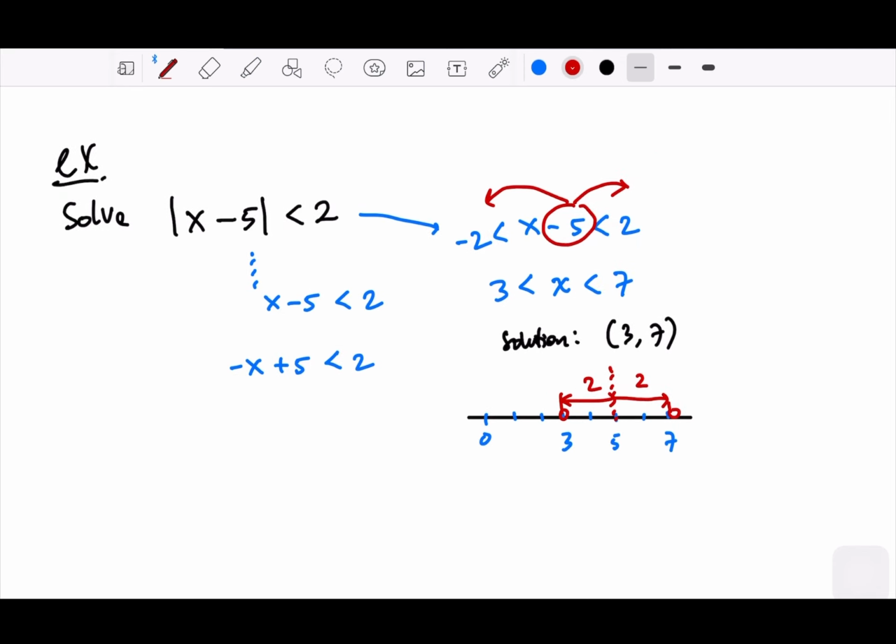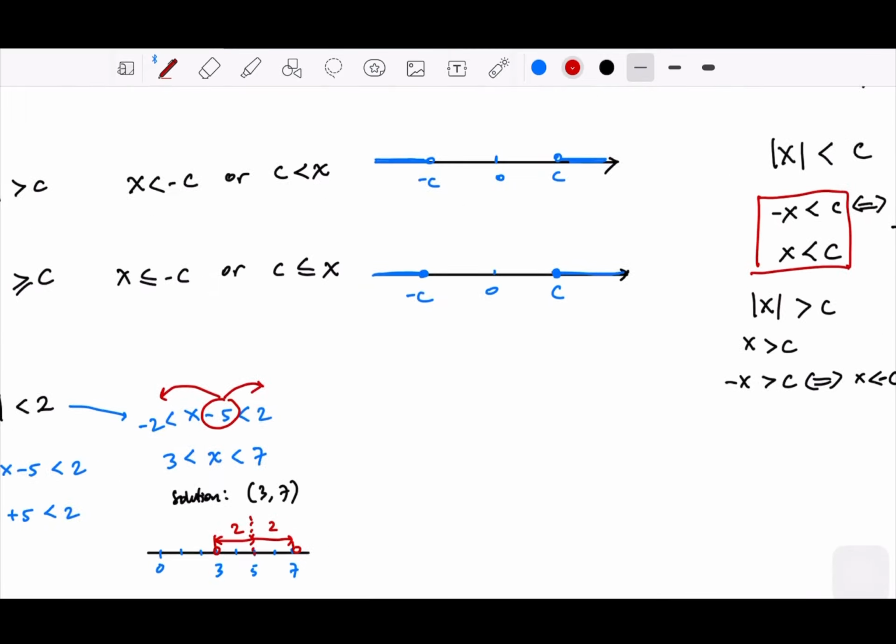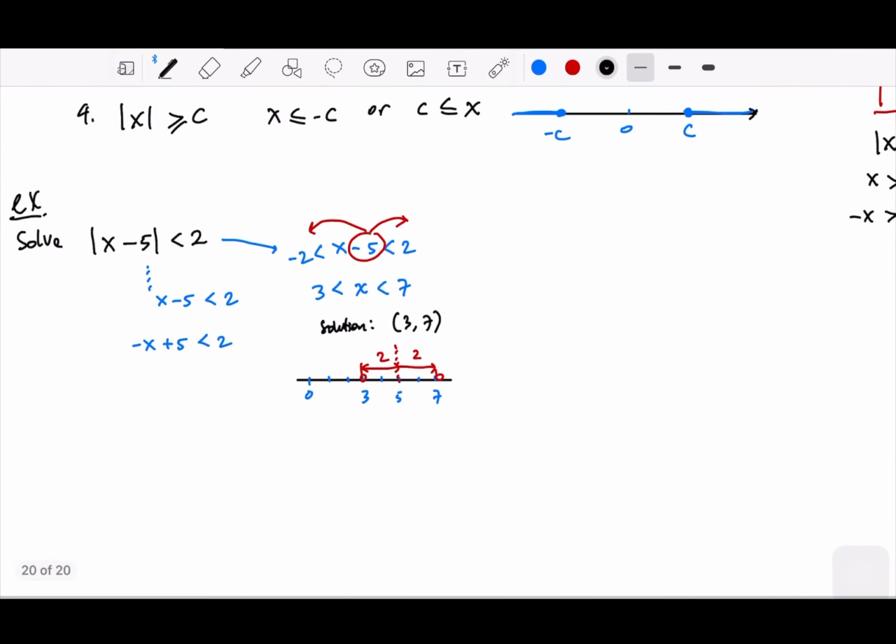Confirm that our calculation is correct. But still, I think it should be still not really bad. Okay, another example.